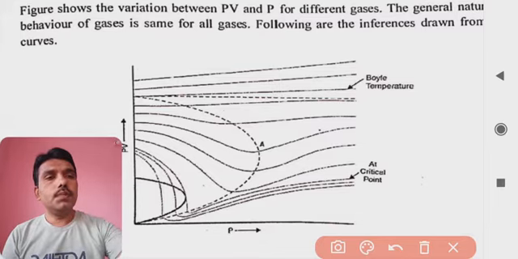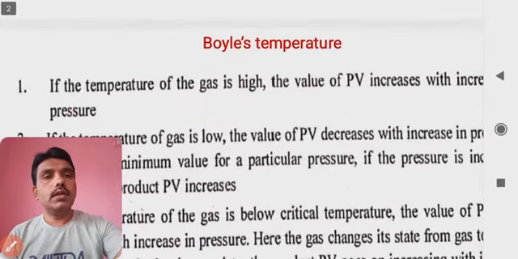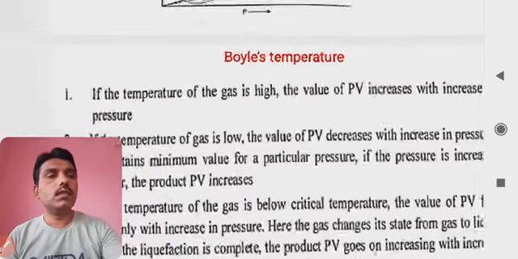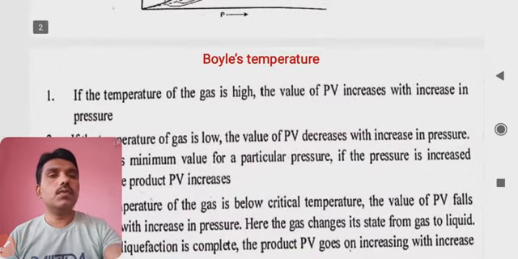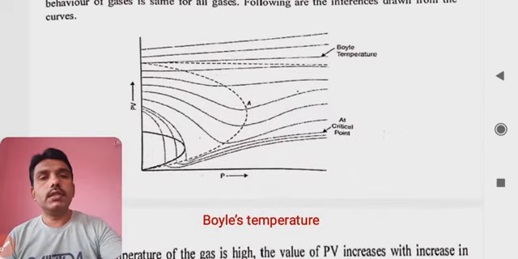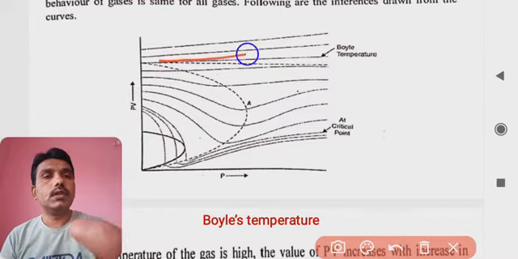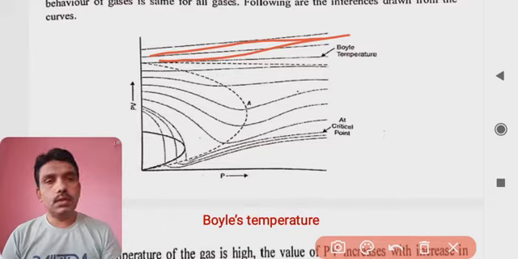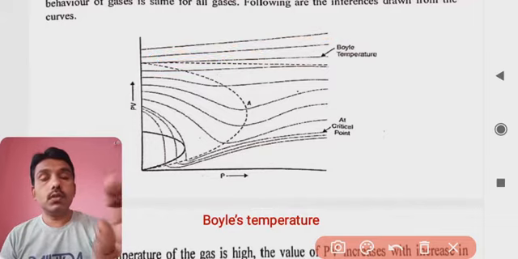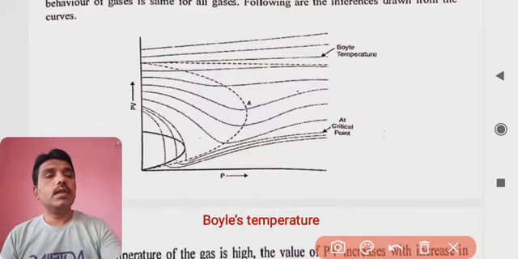So as far as the PV versus P relationship is concerned, if the temperature of the gas is high, the value of PV increases with the increase in pressure. If you look at the higher range, for high temperature cases, PV goes on increasing with P. It happens for the higher pressure, but for lower temperature it gives different behavior.